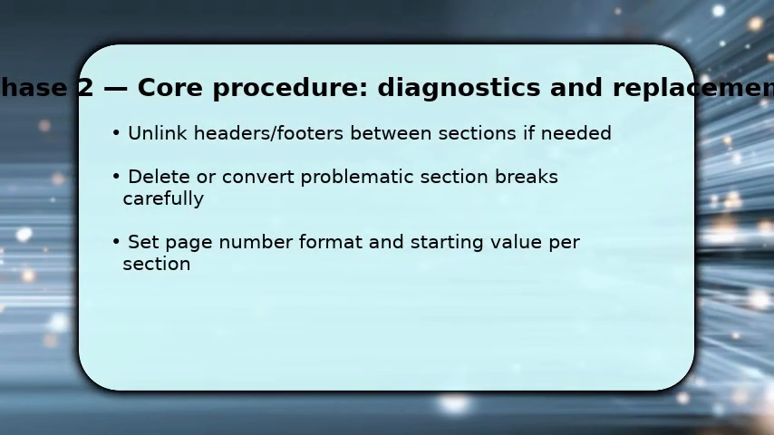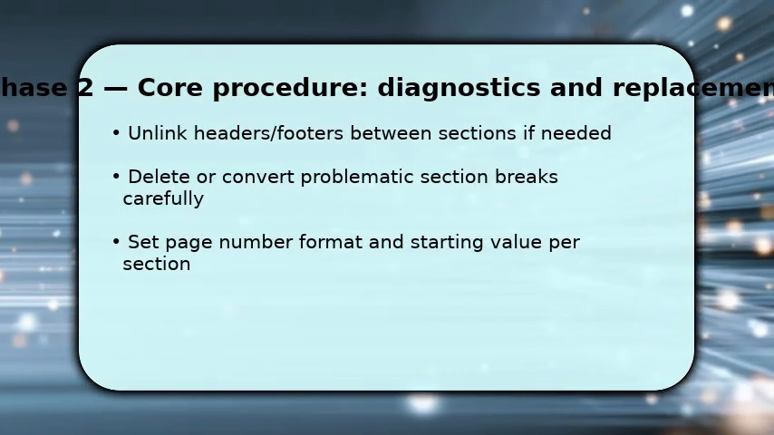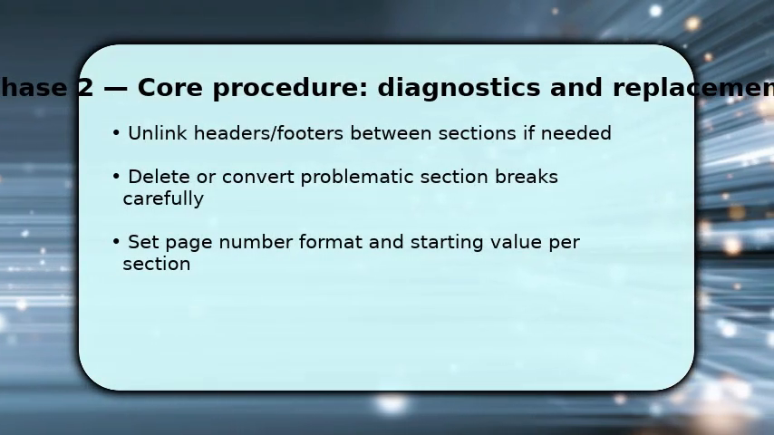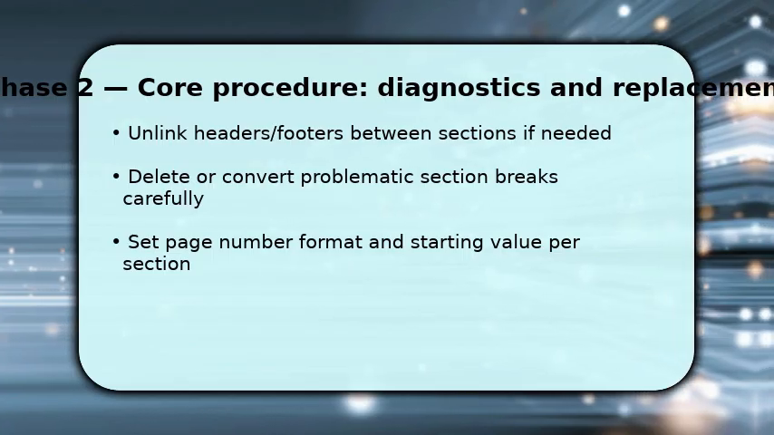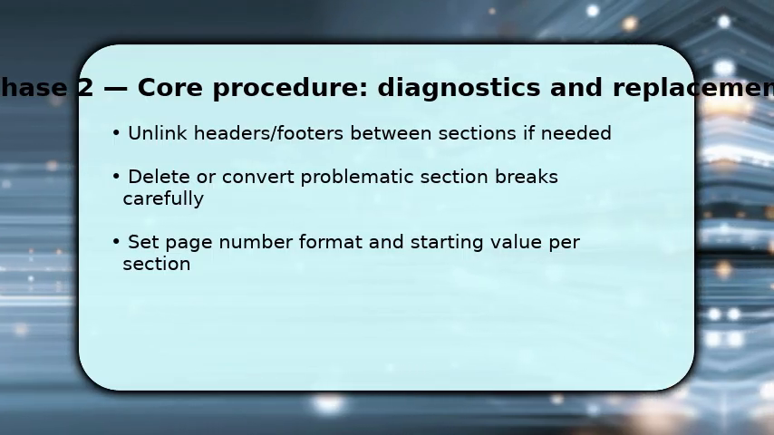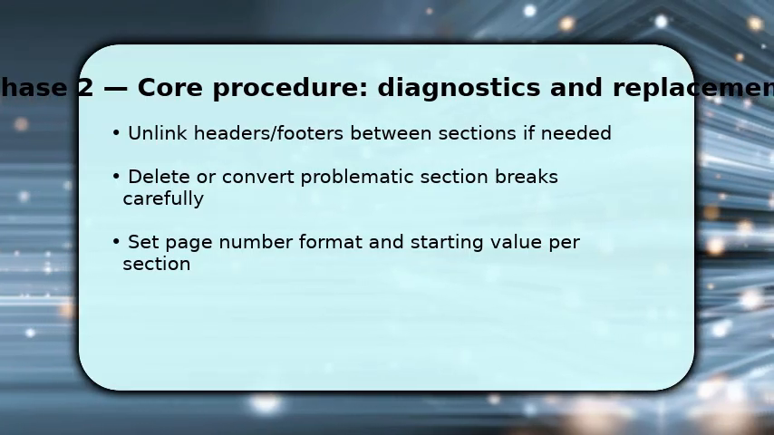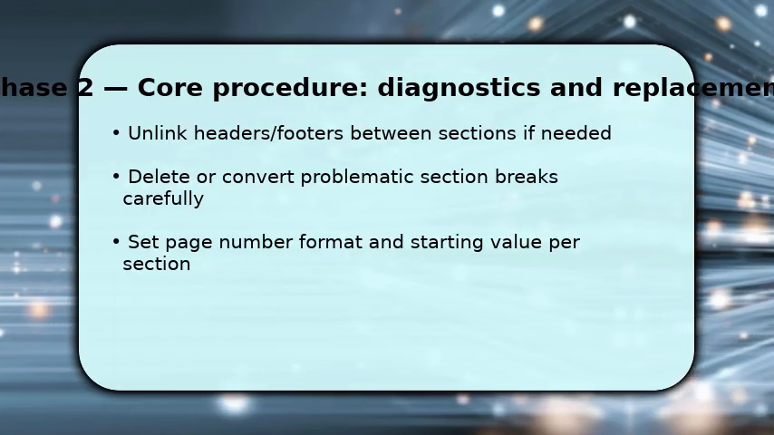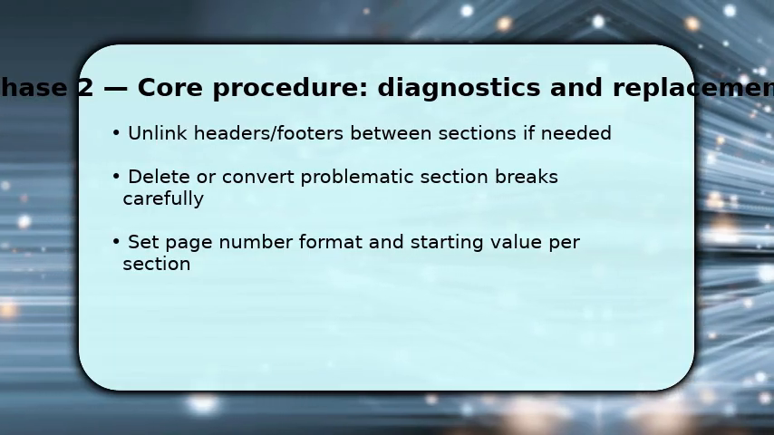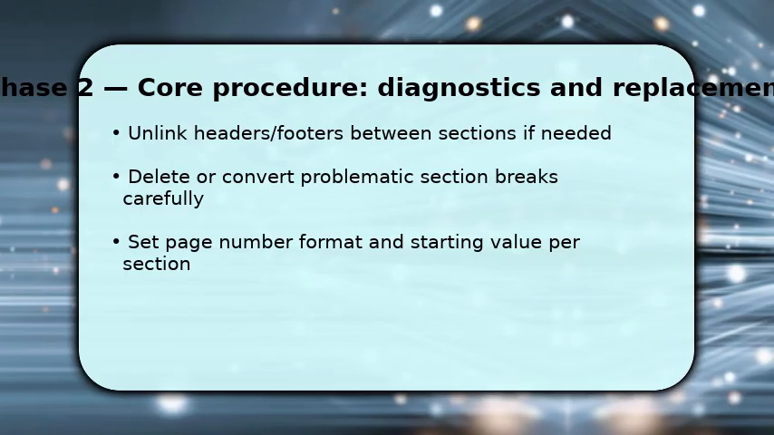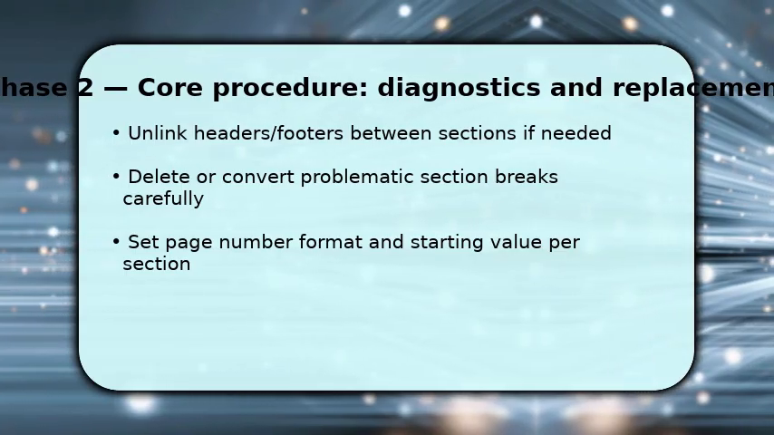Now you address the core issue: section breaks and header/footer linking. Go to the first affected section, double-click the header or footer, and click Link to Previous off to break the chain. This lets you change numbering only for that section. Delete or change a section break only after checking surrounding layout, because removal can alter formatting.